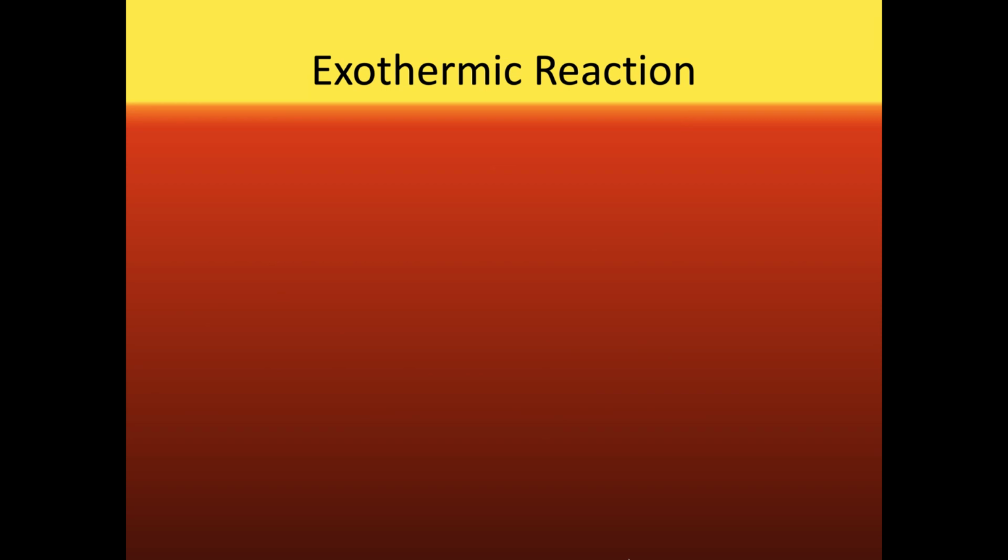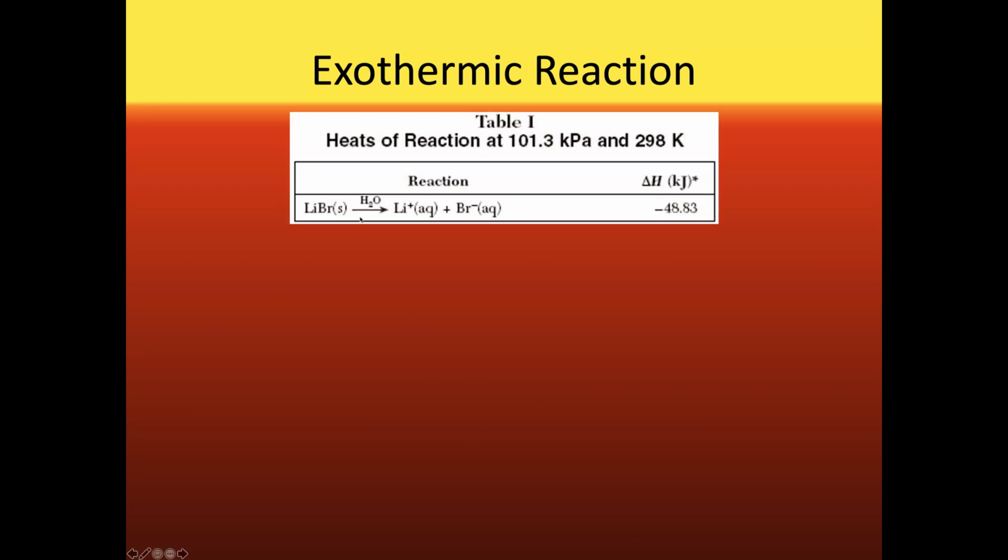Here's an example of an exothermic reaction. When we take lithium bromide and dissolve it in water, it ionizes into lithium ions and bromide ions, both aqueous. What does that mean? That's right, mixed with water, dissolved in water. But this has a negative heat of reaction. That means that whatever the amount of energy stored in lithium bromide is, there's 48.83 less kilojoules stored in the products.